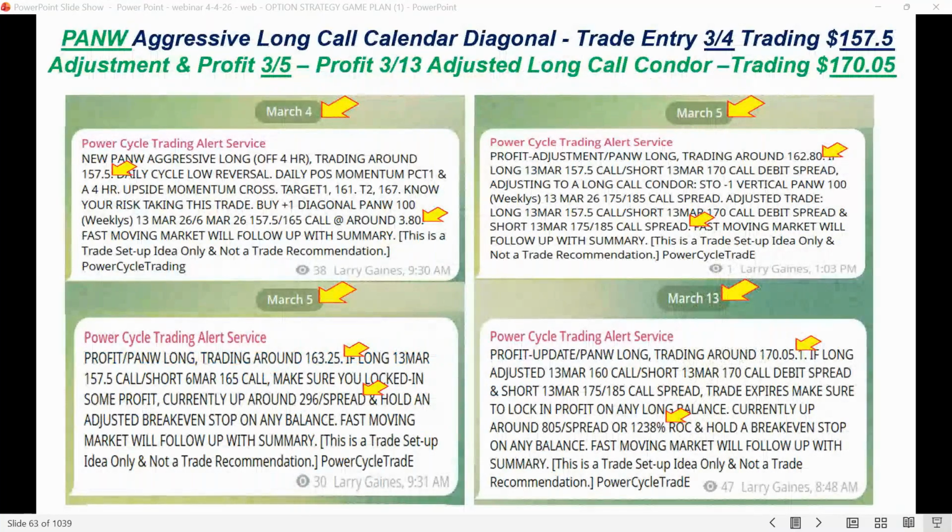So here's one that we did just recently. This was an alert trade setup. This was back on the 4th of March. And this was what I call aggressive. There were a couple of conditions. This is based on a 4-hour time frame.